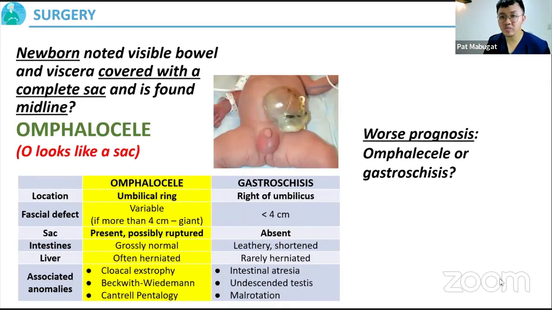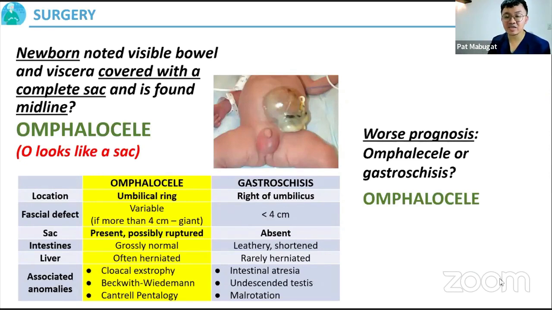So which of the two is more severe or worse? That is your omphalocele. Why? Because the omphalocele, as seen is stable right here, is actually associated with other anomalies such as your cloacal exstrophy, Beckwith-Wiedemann, and your Candida's pathology.